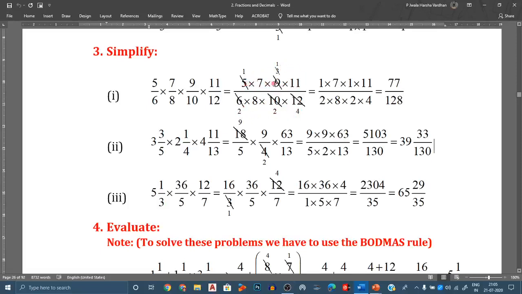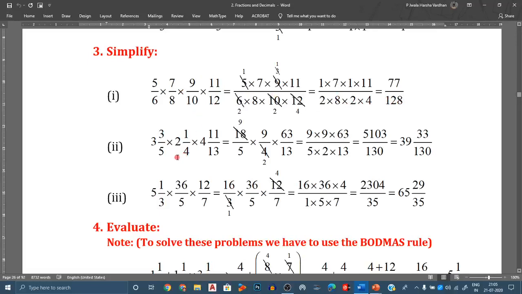So what are the numbers remaining here? Numerator is 1, 7, 1, 11. So 1 into 7 into 1 into 11 here. In the denominator 2 into 8 into 2 into 4. So now you multiply all the numbers. It gives 77, by 7 11s are 77, by 2 into 8 into 2 into 4 gives 128. So this is a simplified form of given expression, multiplication of fractions.